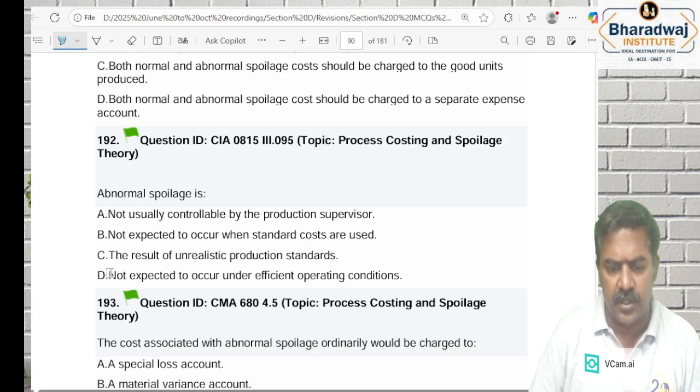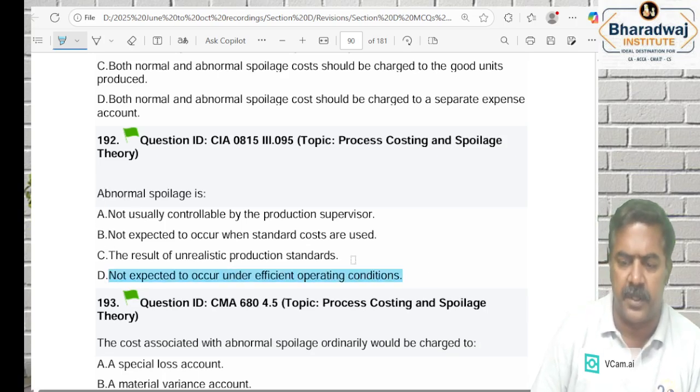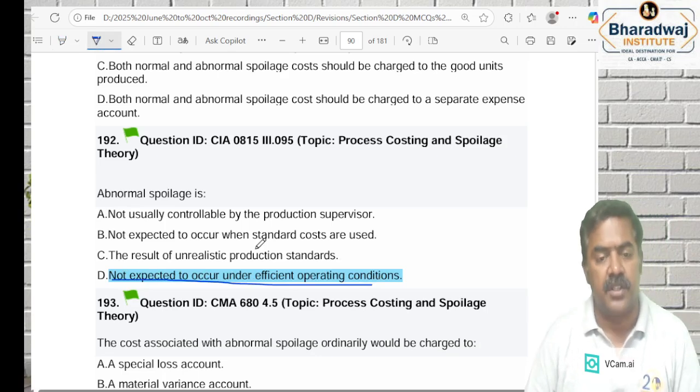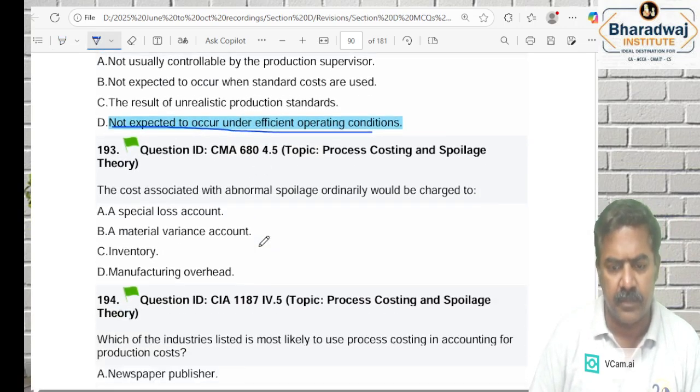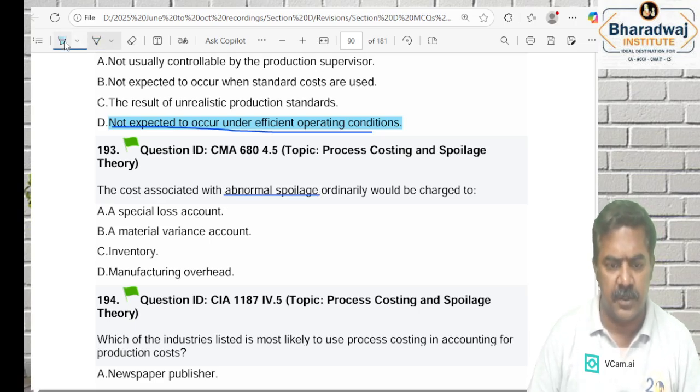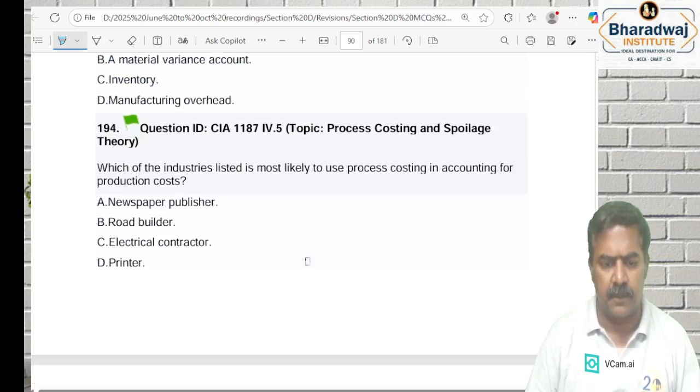Abnormal spoilage is not expected to occur under efficient operation conditions. Abnormal losses will not come when there is efficient production. Abnormal spoilage cost is charged to which account? Special loss account. Yes, special loss account, or you can say it will be charged to P&L account.